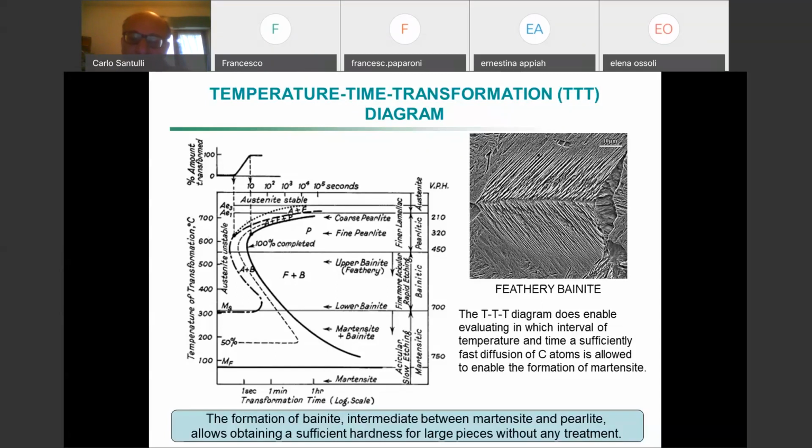Perlite is more typical of structures created into lamellae, instead of having martensite, which has this typical aspect. And you find this, only the presence of only martensite. You find it inside there.